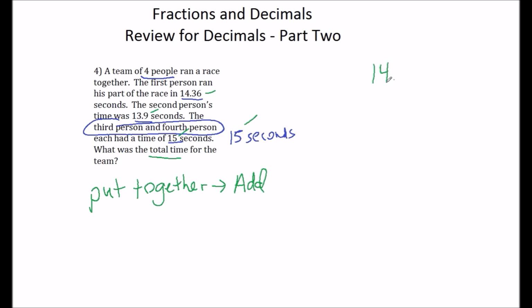So I'm just going to start with the 14.36, and I know I've got 4 numbers, so I'm just going to draw 4 decimal points, and then even one for my answer. I'll put a decimal point there. So 14.36 was the first, then we have 13.9, and then 15, the 5 is in the ones place. That's how it works out there. Remember, 15 without a decimal is a whole number, so you could say the 5 is in the ones place. That means the decimal point is to the right of the ones place. But we don't need that decimal point.